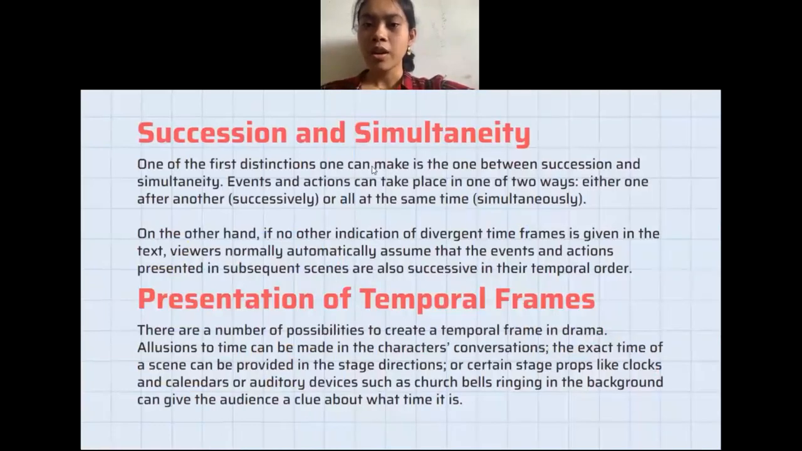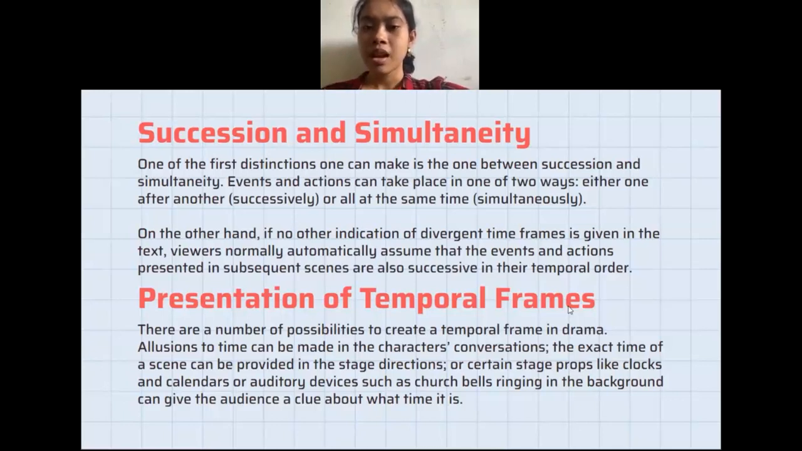Succession and simultaneity. One of the first distinctions one can make is the one between succession and simultaneity. Events and action can take place in one of two ways, either one after another, or all at the same time. On the other hand, if no other indication of divergent time frames is given in the text, viewers normally automatically assume that the events and action presented in subsequent scenes are also successive in their temporal order.